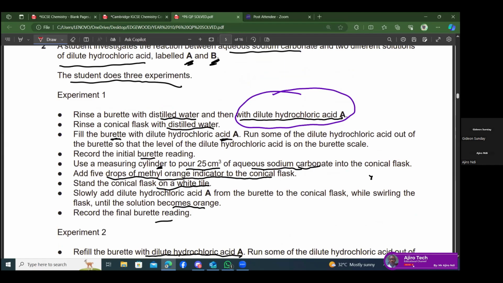In the first experiment, we are simply using dilute hydrochloric acid A, and 25 cm³ of the sodium carbonate was used. The acid is going to be in the burette, while the sodium carbonate is going to be in the conical flask. You are titrating using methyl orange as the indicator for experiment one.